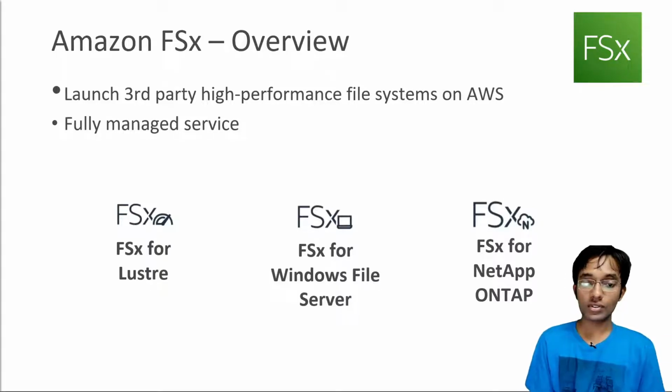All these things are third-party file systems that you can launch directly on AWS because they are managed by FSx. So from an exam perspective, you should think of FSx as a way to launch third-party high-performance file systems, and the exam will test on FSx for Lustre, FSx for Windows File Server, and NetApp ONTAP.